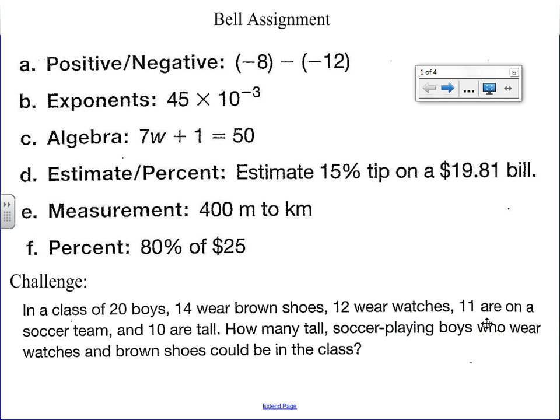Okay, this is today's bell assignment. Please pause the video so that they can work on them at their own seat. When you're finished, you may take your problem to the whiteboard. Please go over them with them before we hit play on the video.